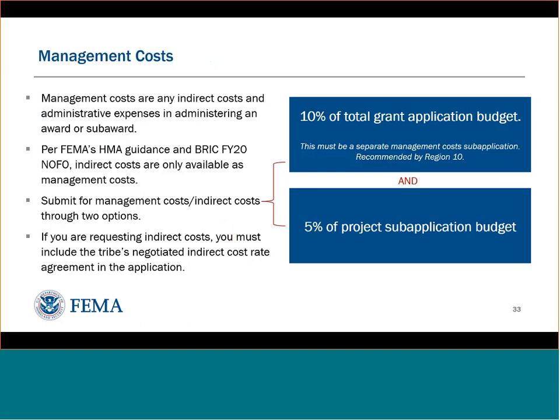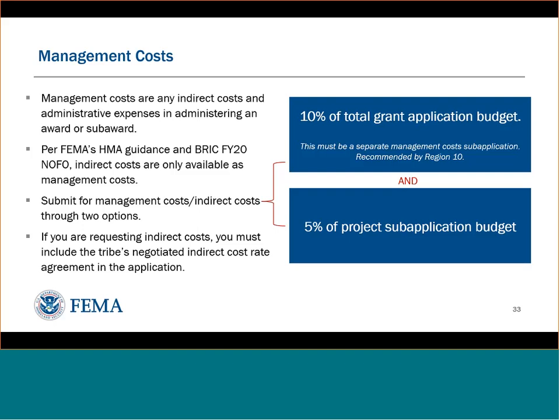Per the guidance in the NOFO, if you're interested in including management costs in your sub-application or at an application level, I recommend taking a look at the Notice of Funding Opportunity, the one that was released recently in August for fiscal year 2021. It really breaks down what constitutes management costs and what some examples are. And one thing it also flags is that any indirect costs are only available as management costs. So they would be included in your management costs sub-application or application.